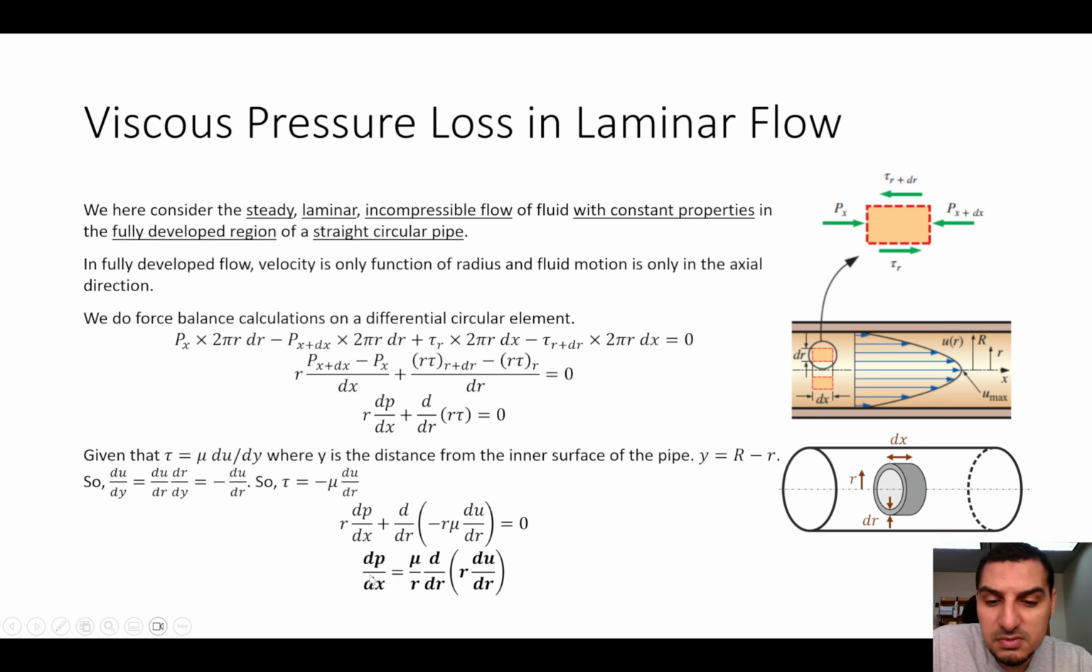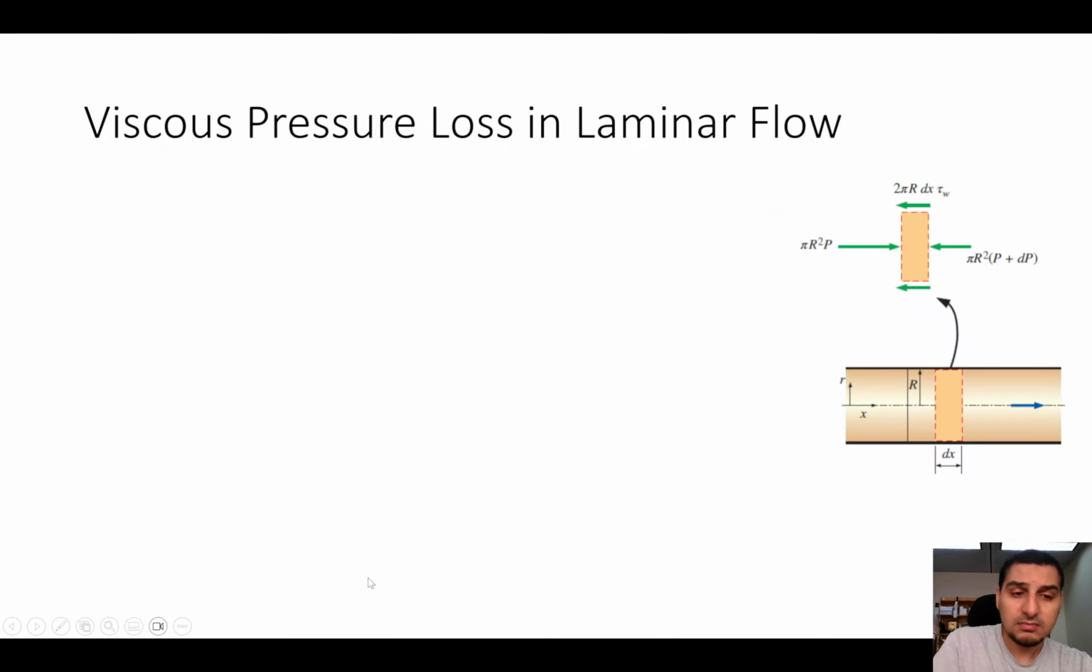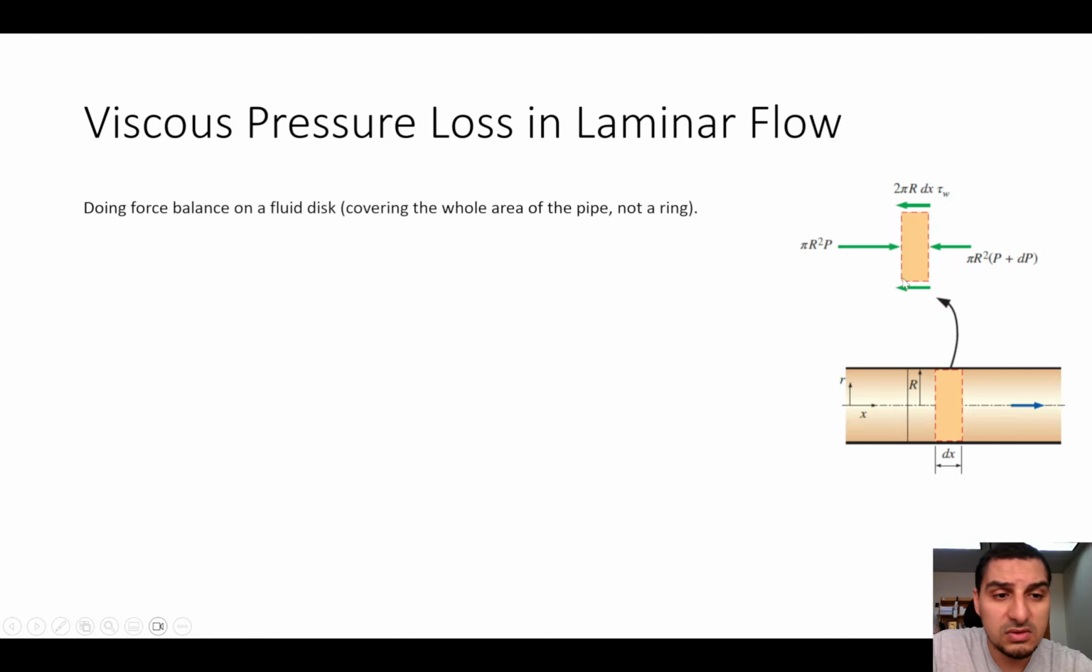This is the change of pressure with respect to x, and this is the change of the velocity with respect to r. So we have two independent variables, which is going to be very hard to deal with mathematically. However, if we can prove that this is constant, it's going to be an ordinary differential equation, and we can keep it as a constant and not consider it in the integration. To do this, we can do the same force balance, but instead of on the hollow disk, we can do it on a full disk of the fluid, taking the whole area, and the shear here is going to be the shear at the wall.